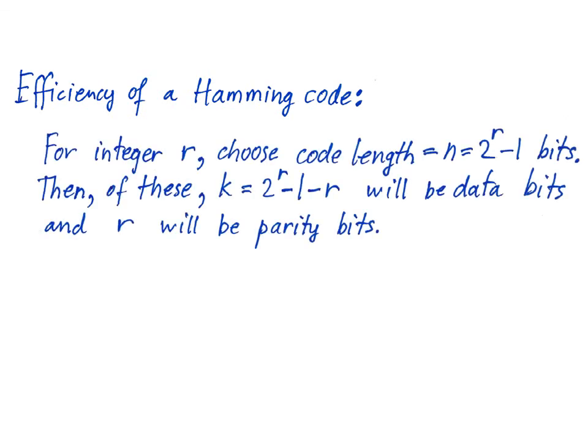The way that Hamming codes work, the number of bits that form a code word are always chosen to be 2 to the r minus 1, where r is an integer. So in the previous example, we had 7 bits. That would be for r equals 3. Then of these, there will be r parity bits and k, which is n minus r, data bits.